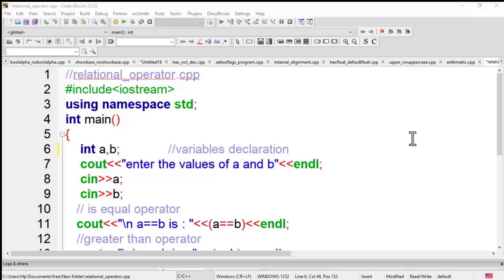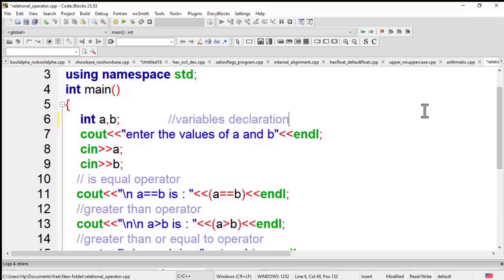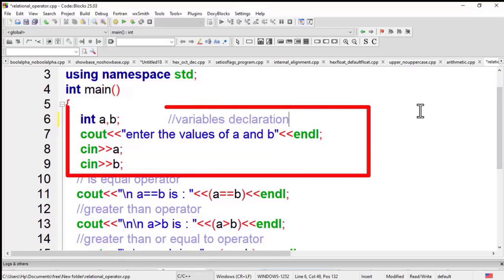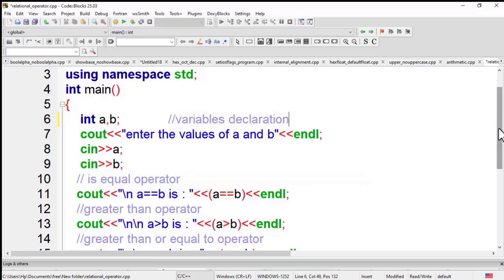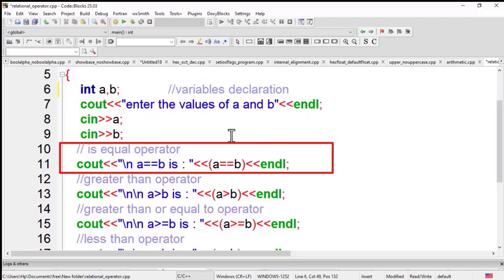So for relational operators, include iostream, using namespace std, int main, and the next one is variable declaration: int a, b. Then enter the values of a and b: cin a, cin b. So the first relational operator is the equal operator. a equal b is printed as it is.